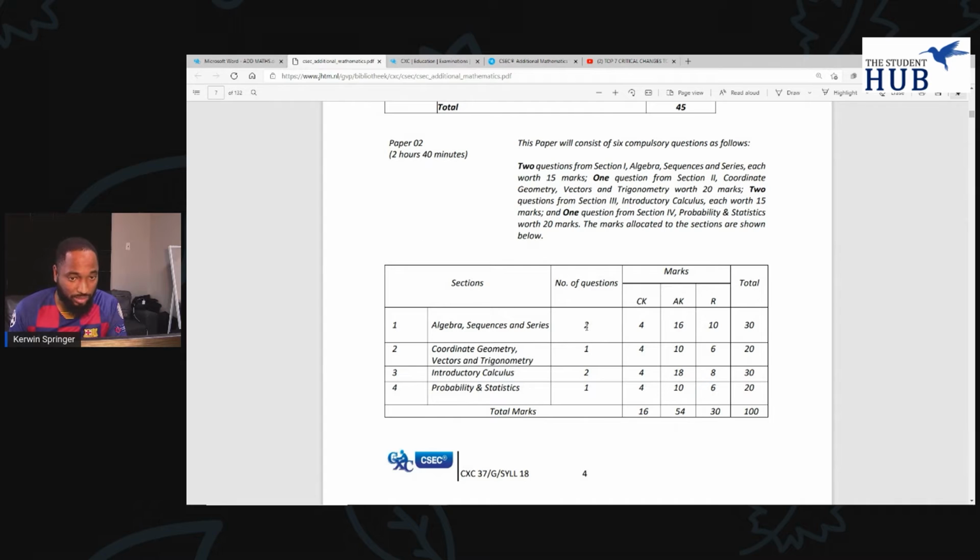Watch, this is the new syllabus I'm on. 2 questions in algebra, sequences, and series. 1 question in coordinate geometry, vectors, and trigs, which used to be 2. 2 questions in introductory calculus. So that should follow. That does indeed follow based on the sample, the mock exams, the specimen paper that is here. That does follow the differentiation, 1 question, integration, 1 question. And probability and statistics is 1 question. So what do you notice here? No choices, all compulsory. Every single question here is now compulsory.